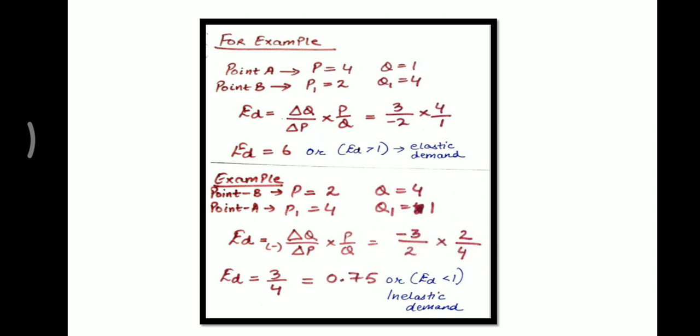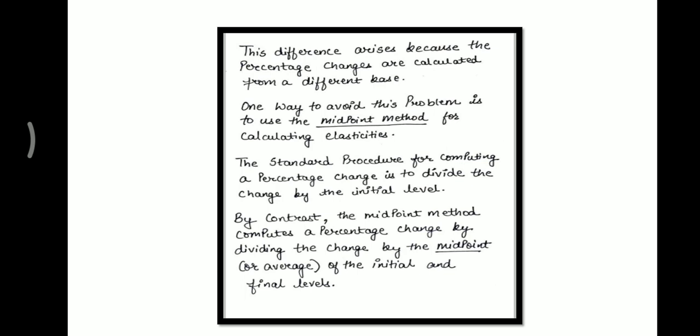Now, this difference arises because the percentage changes are calculated from a different base. One way to avoid this problem is to use the midpoint method for calculating elasticities. The standard procedure for computing a percentage change is to divide the change by the initial level. By contrast, the midpoint method computes a percentage change by dividing the change by the midpoint, or average, of the initial and the final level.